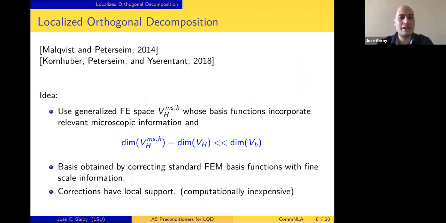So what's the idea behind the LOD method? Essentially, we're using generalized finite element spaces, where the basis functions incorporate relevant microscopic information, and such that the dimension of the basis is small. The basis functions are obtained by correcting the standard finite element functions with fine scale information in such a way that the corrections have local support. So they are computationally inexpensive, and you can do this process in parallel.